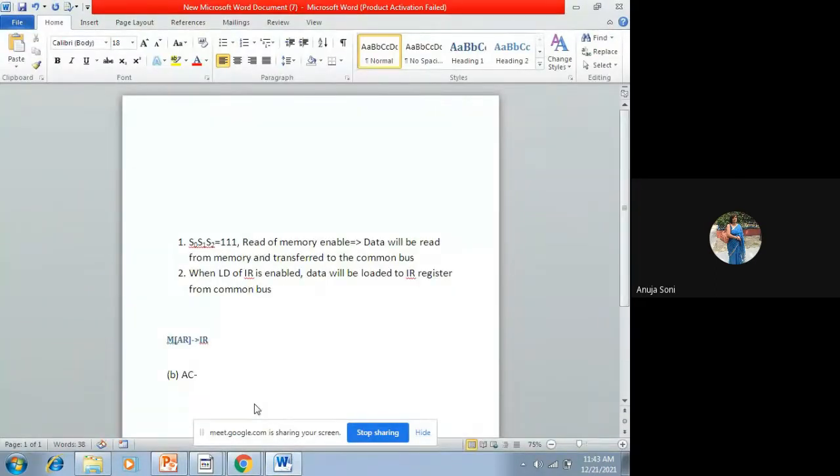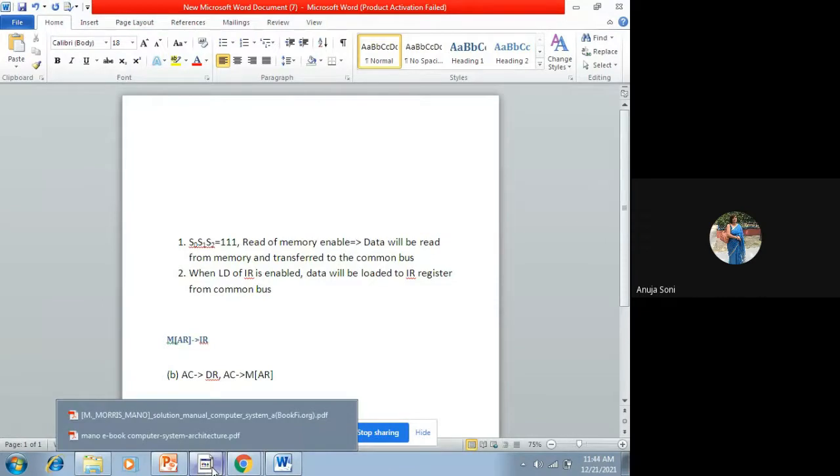From AC, one copy will go to the DR register. In parallel to that, one more data transfer activity will happen. Data will be read from the common bus, which was initially coming from AC, and it will be transferred to memory, M of AR. Whenever you write to memory, you always specify the address register, because data is always written to or read from a specific address. So this will be your final answer. This will be your register transfer statements that will take place.